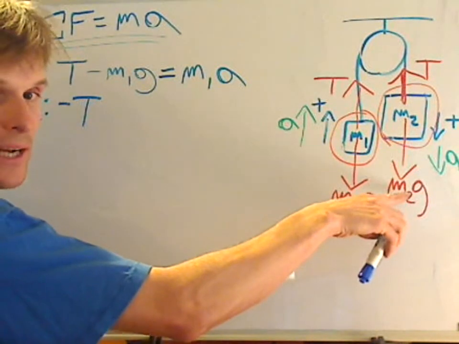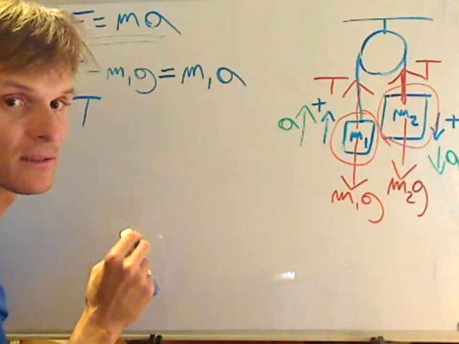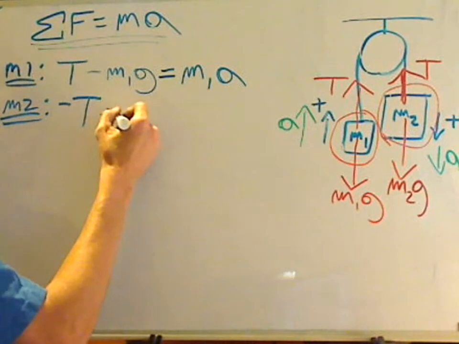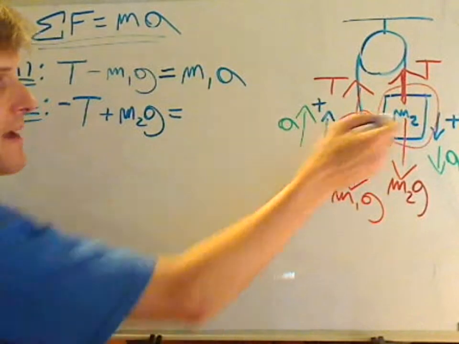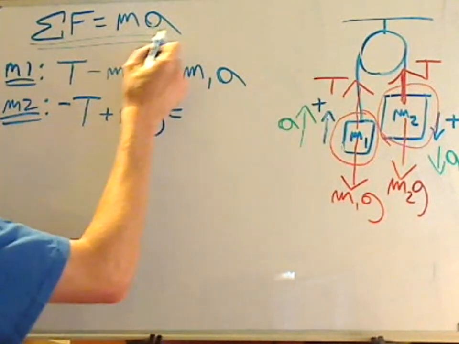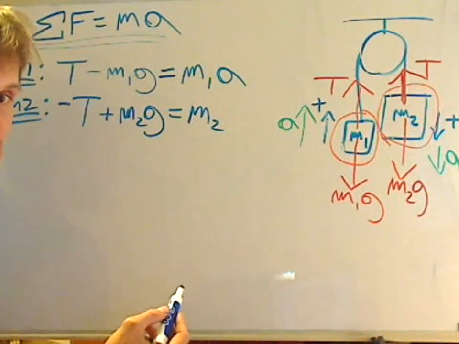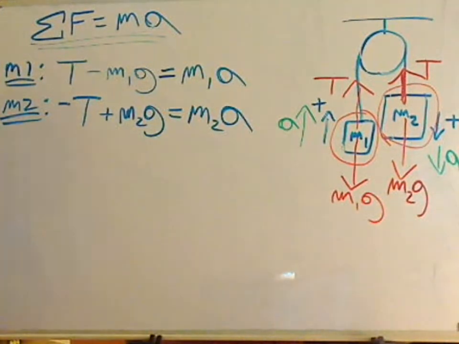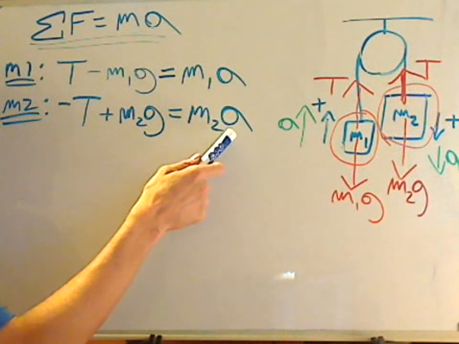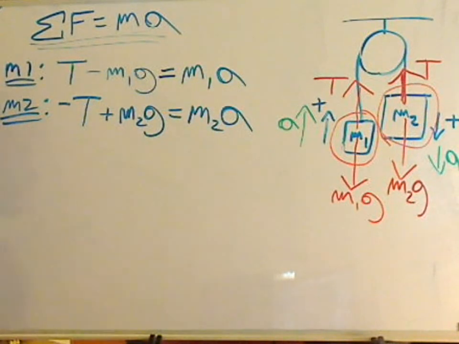Now, what about this guy? Well, M2G points downward, and we've defined that as our positive direction. So that's plus M2G. And that equals the mass of our system, which is M2, because our system only encompasses M2, times acceleration. Okay? So basically we have here two equations with two unknowns. Our two unknowns are tension and acceleration.